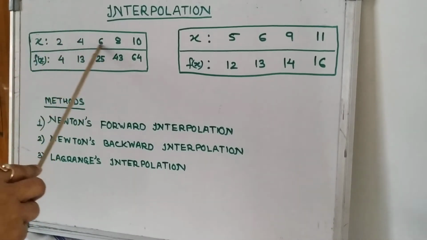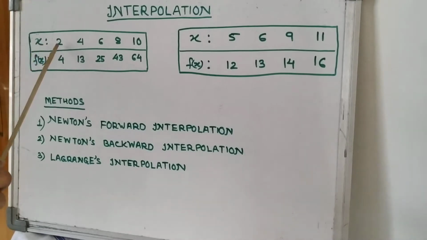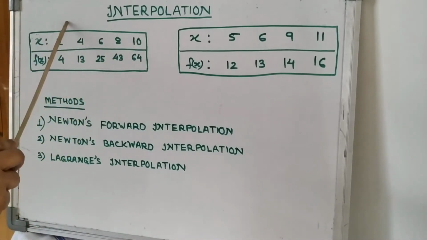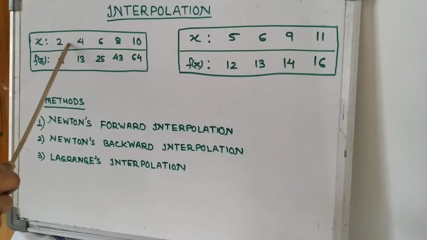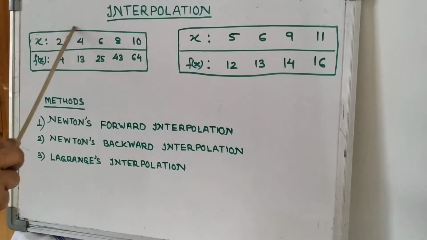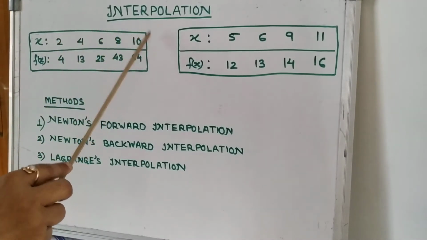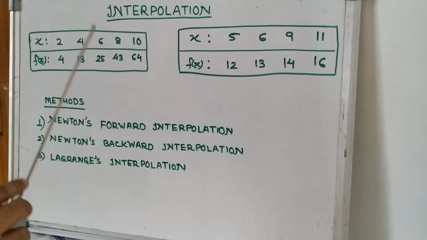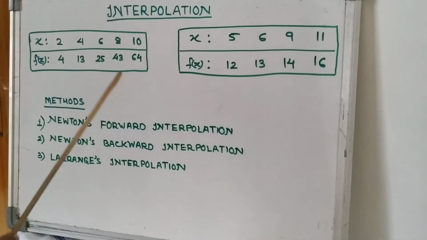So look here. Here the x values are 2, 4, 6, 8, 10. Okay, suppose we are asked to find f(3), it means we are doing interpolation. That means finding the value within this range. And if we are asked to find f(11), it means we are doing extrapolation, meaning finding the value outside the range.